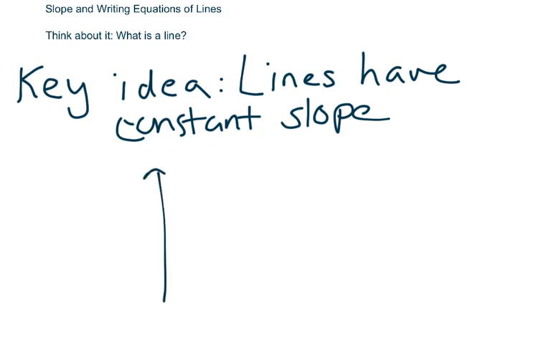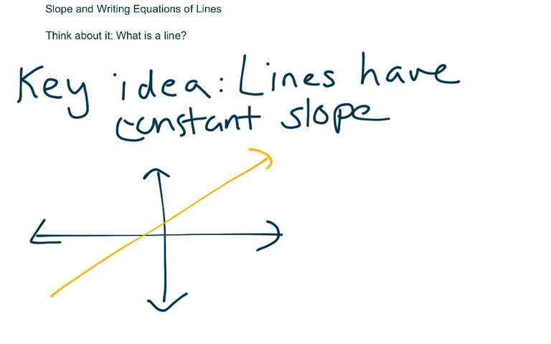Let's take a look at a picture on the coordinate plane. Remember, this isn't called a graph. This is called a coordinate plane. I'm going to put my line on it. If I were to measure the slope here, it would have to be the same as if I measured the slope down here. So the slope of that line doesn't change.